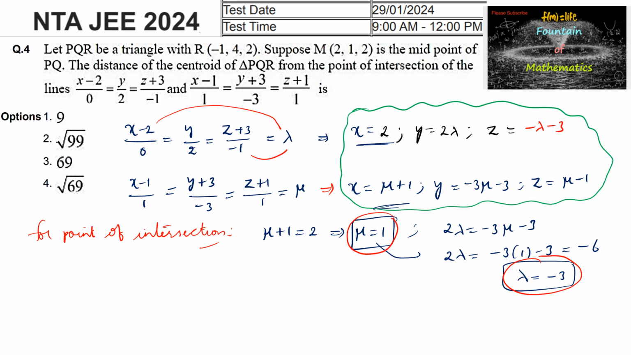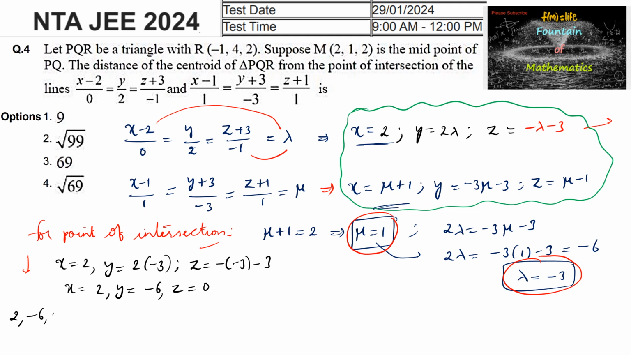Substituting either value in the corresponding line equation, we get the coordinates of the point of intersection. The point of intersection is x is equal to 2, y is equal to 2 into minus 3, and the z coordinate is equal to minus of minus 3 minus 3. So x is equal to 2, y is equal to minus 6, and z is equal to 0. So (2, -6, 0) is the point of intersection of the lines. Let us call it M, and now we need to find the distance of the centroid to the point of intersection.